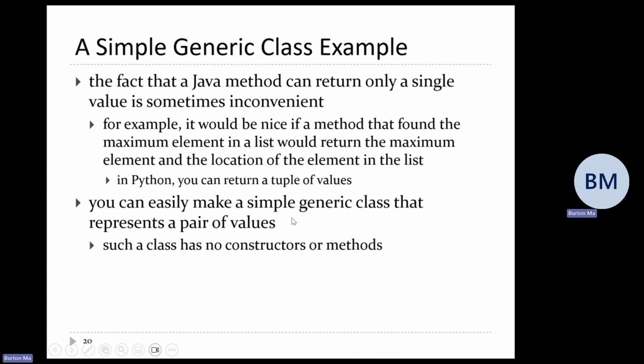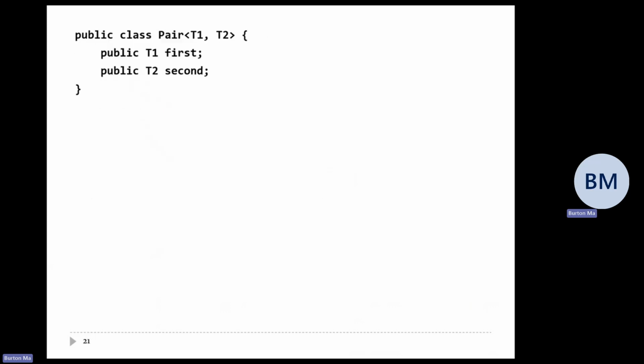One solution in Java is you just make a simple generic class that can represent a pair of values, where the pair of values can have any type. All we're going to do is use the class to hold two values. So I don't need a constructor. I don't need any methods. It's really just a mechanism to return two values. And so that is the simplest generic type that's actually useful that I can come up with.